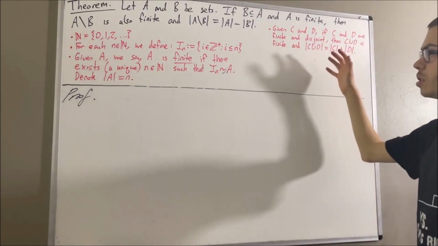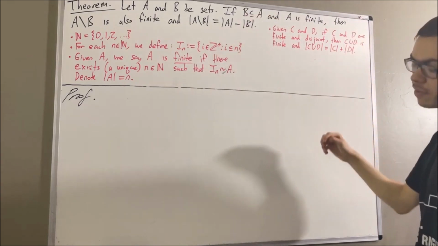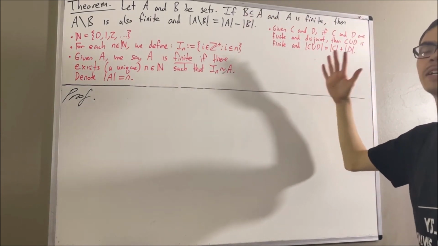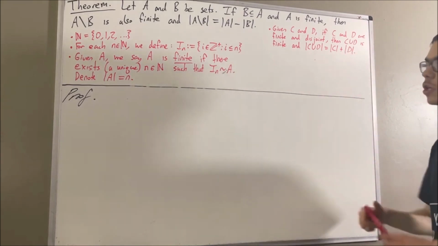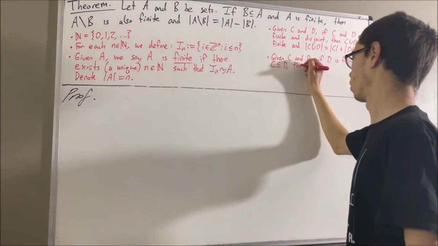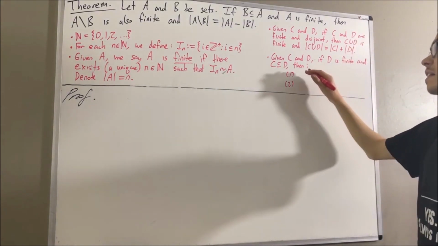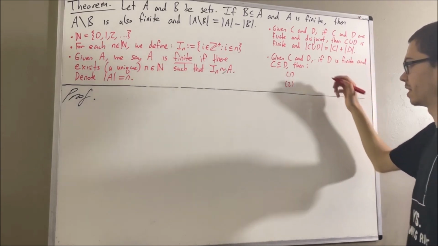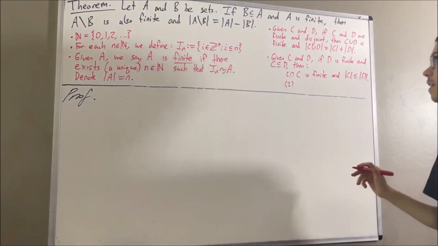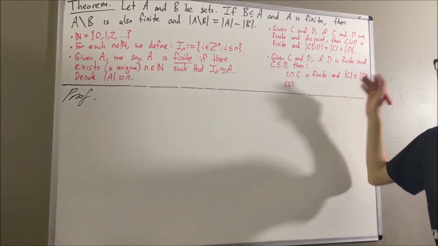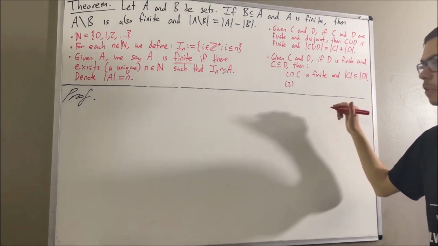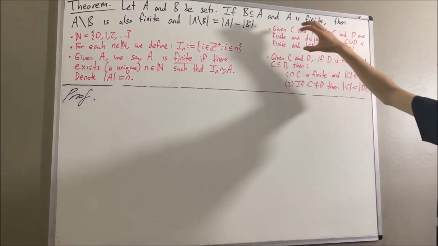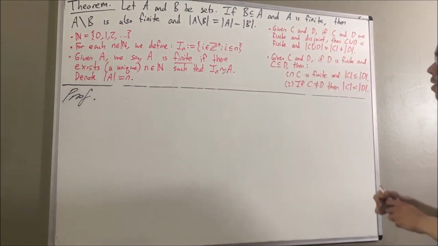Another fact we're going to use to prove this theorem is, given any two sets C and D, if D is finite and C is a subset of D, then the following are true. One is that C is finite and the number of elements in C is less than or equal to the number of elements in D. And if C is not equal to D, then the number of elements in C is strictly less than the number of elements in D. To reference these two facts in our proof, I'll call the first fact theorem 1 and the second fact theorem 2.